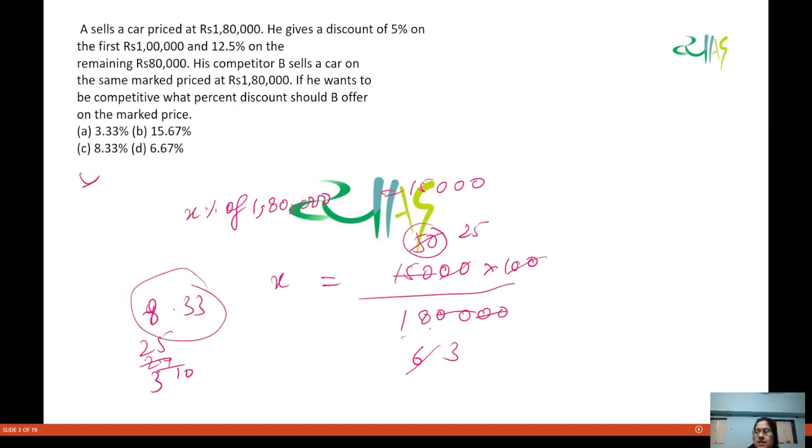So this is also very simple. That method is also simple. So any method you can use. The questions from profit and loss are very basic only. Okay, so I hope everybody is clear with this. Now let's move forward. Okay, fine. Now let's move forward.